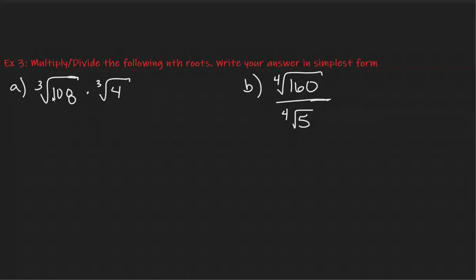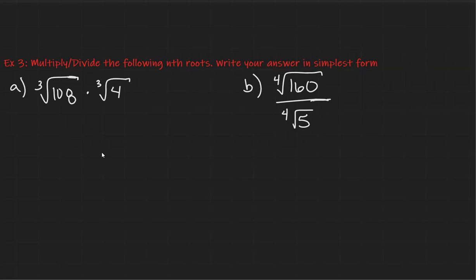So let's start with A, the cube root of 108 times the cube root of 4. Now, eventually it's going to want us to simplify, so why don't we just do that now? Because if we have everything simplified immediately, at the end when we get our answer, it's most likely already going to be in simplified form. Okay, so let's try simplifying now.